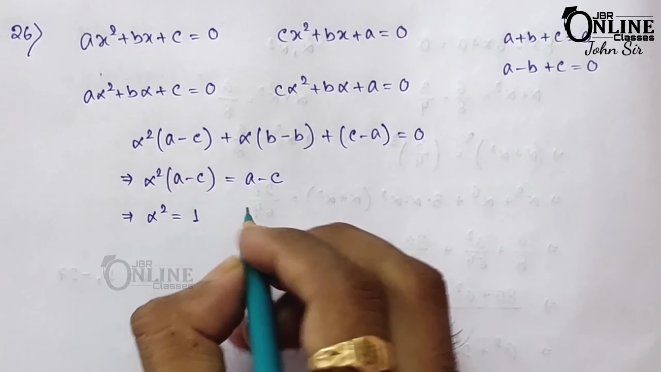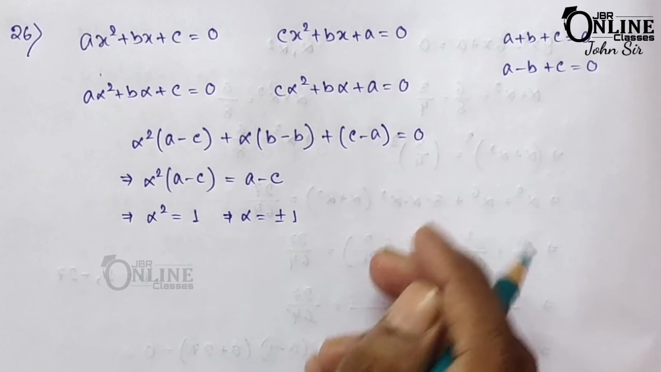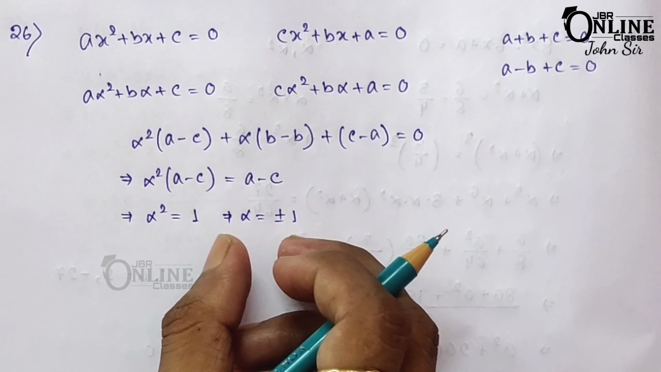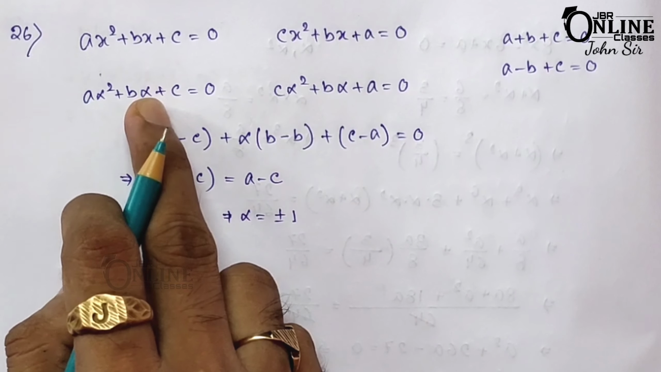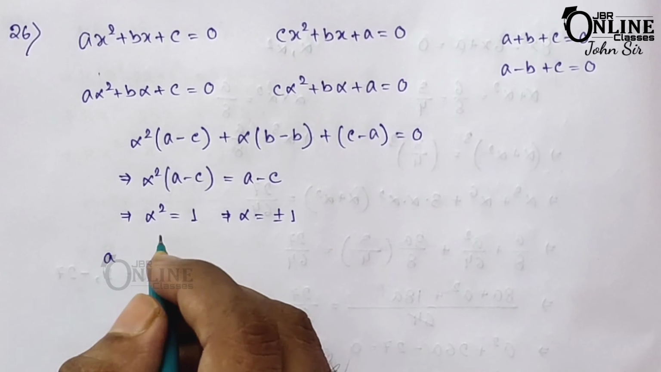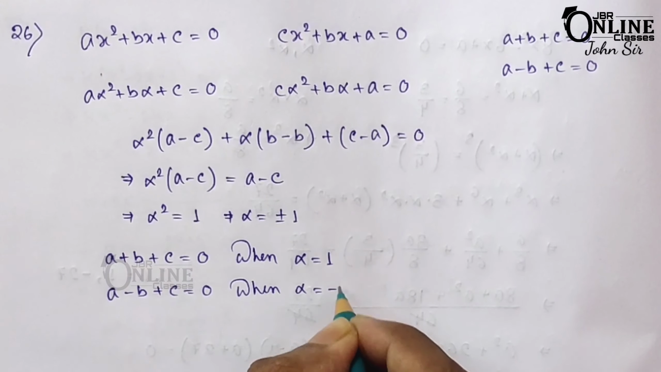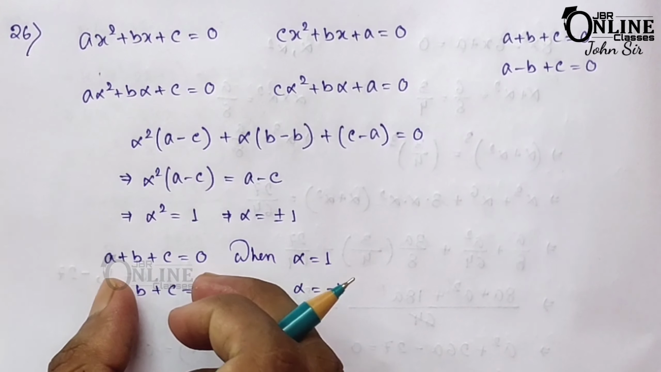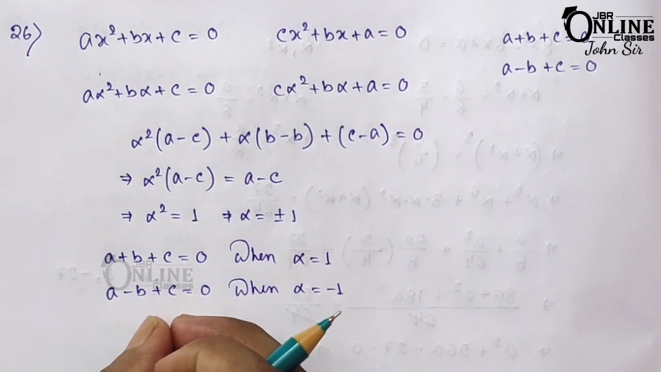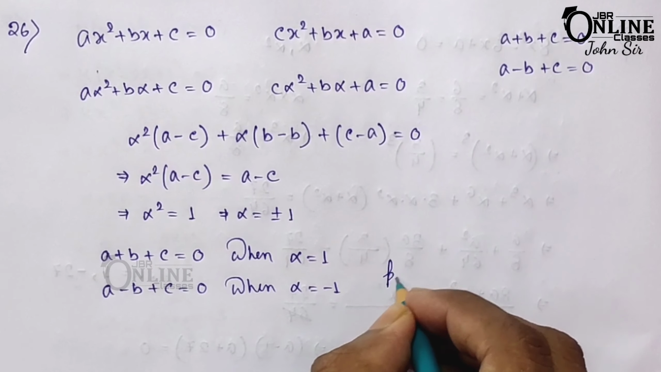Now as alpha square equals 1, that means alpha equals plus or minus 1. So if alpha equals plus 1, then just put the value in the first equation. So it will be a into 1 square, that means 1. So a plus b plus c equals 0 when alpha equals 1. And if alpha equals minus 1, then it will be a minus b plus c equals 0 when alpha equals minus 1. So here a plus b plus c equals 0 and a minus b plus c equals 0 be the required condition, and it's proved.